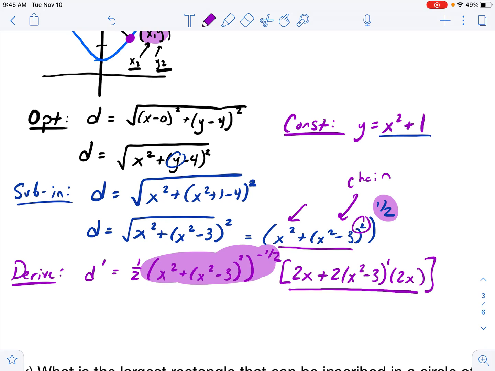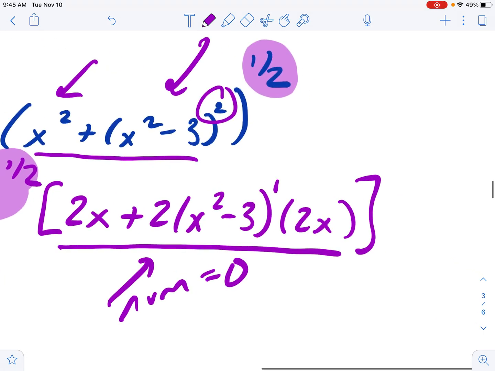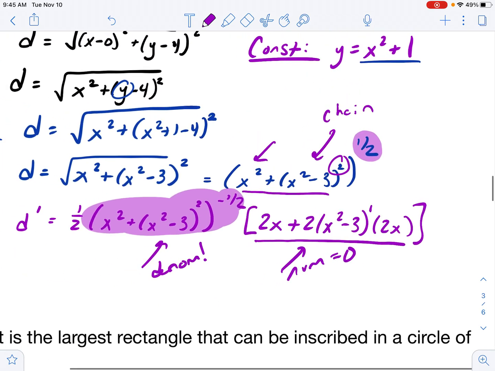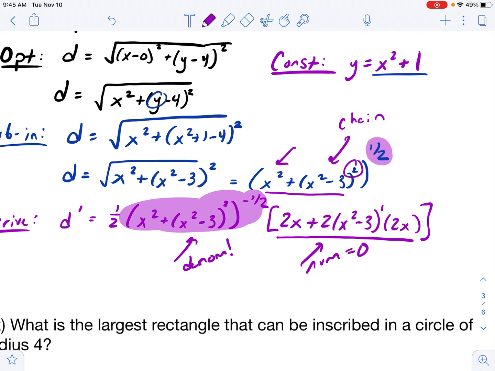But look, remember this is going to be in the denominator and this is going to be in the numerator, okay? When does a fraction equal 0? When the numerator equals 0. So even though the derivative came back kind of ugly and tedious, we really just need to focus on this portion of it, okay? If you want to graph the whole thing in your calculator, you can do that.